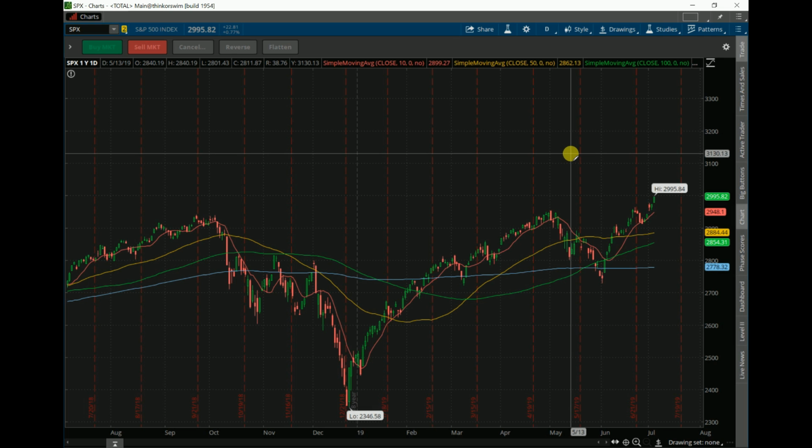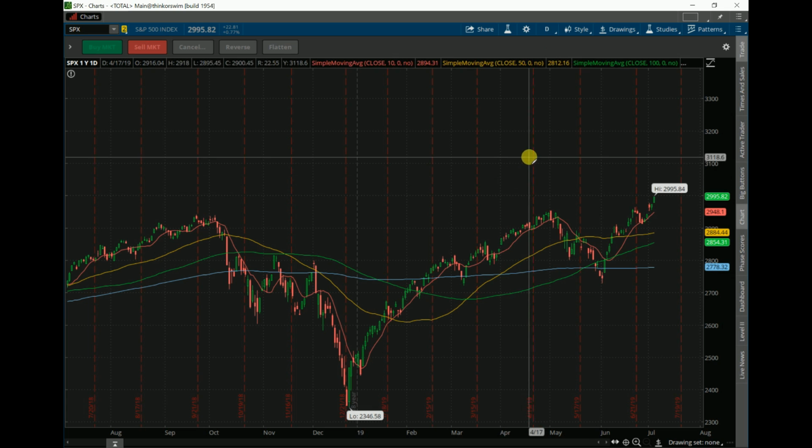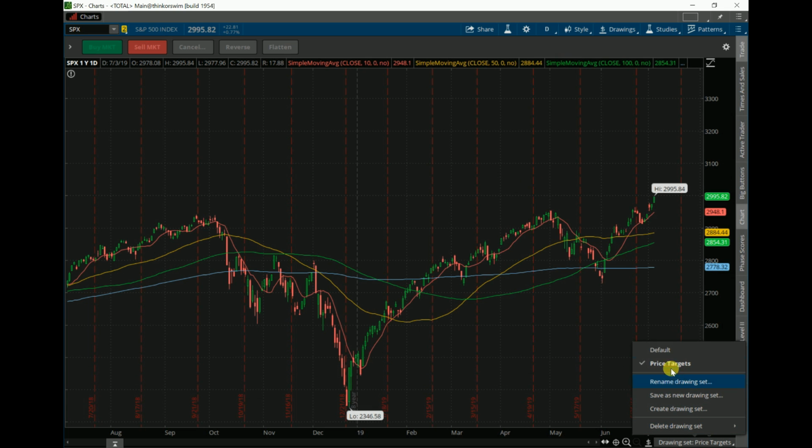Okay, so here's the S&P 500 chart. I have it set at daily and 1 year at the moment. I'm going to go ahead and put my price targets in here first. They should be showing up already.